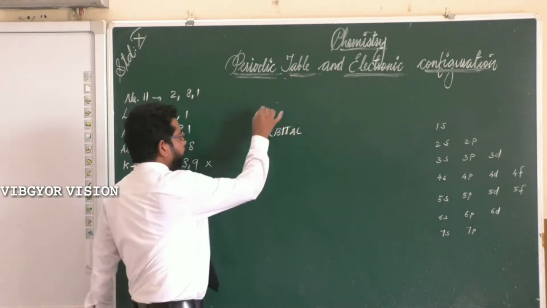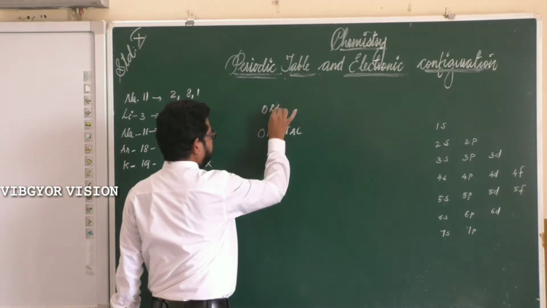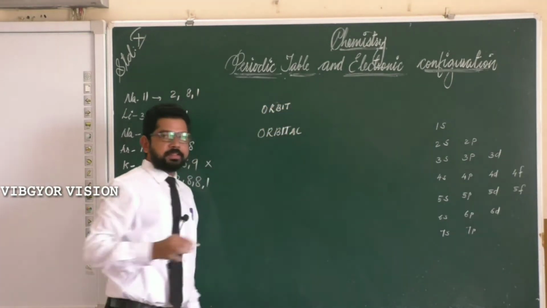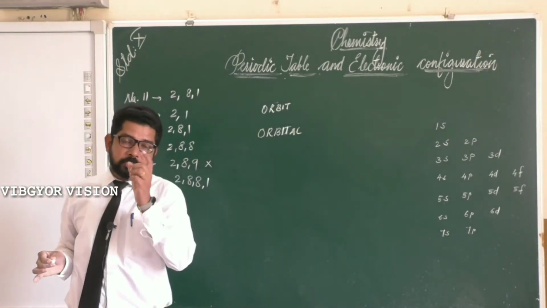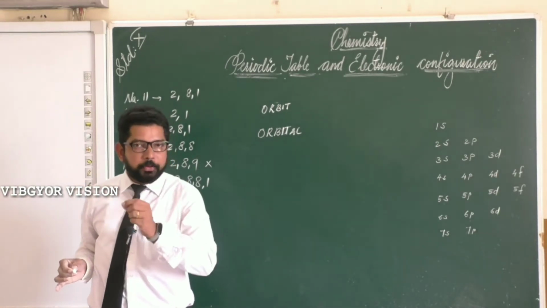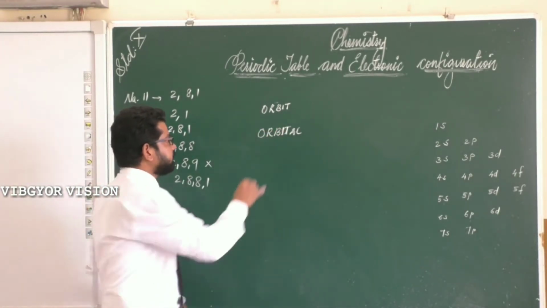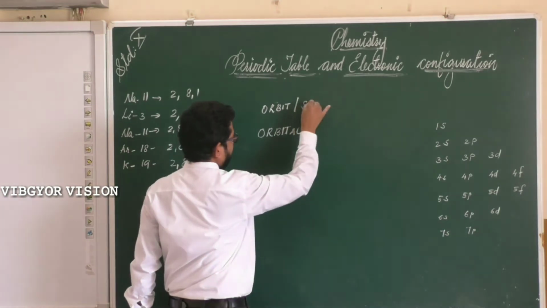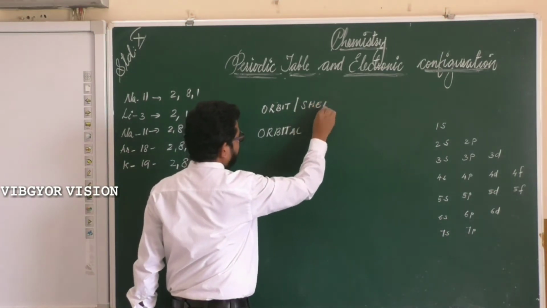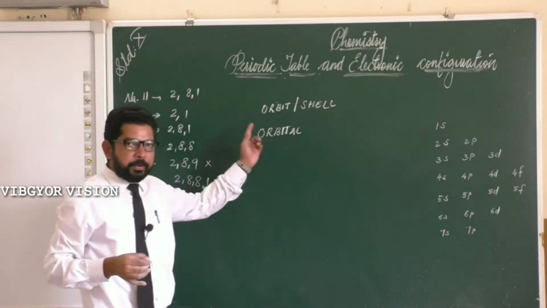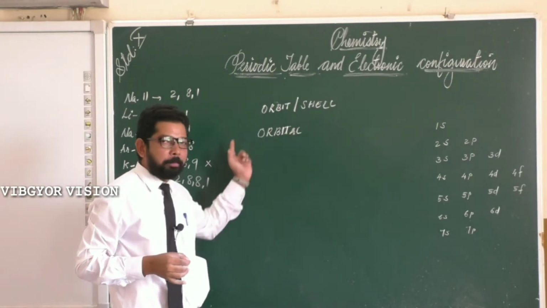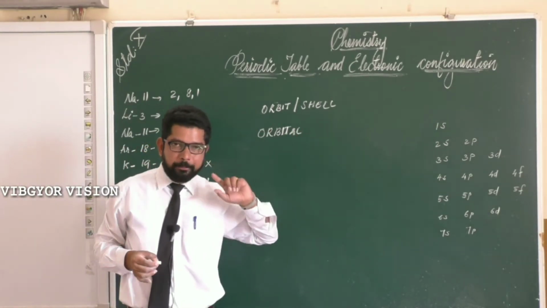So remember, what is an orbit? Orbit is the circular path of electrons that revolve around the nucleus. That is orbit or shell. But here, I have used a new term. What is that? Orbital. What is orbital?